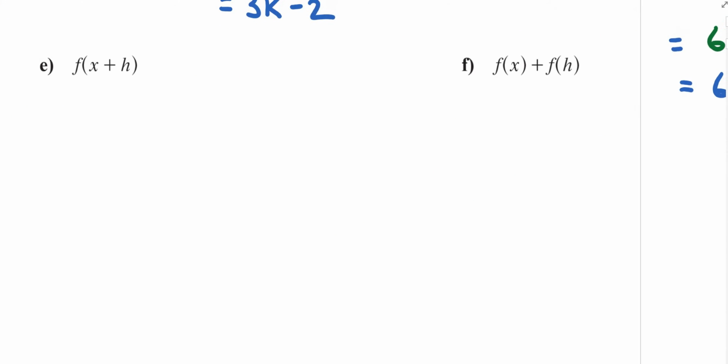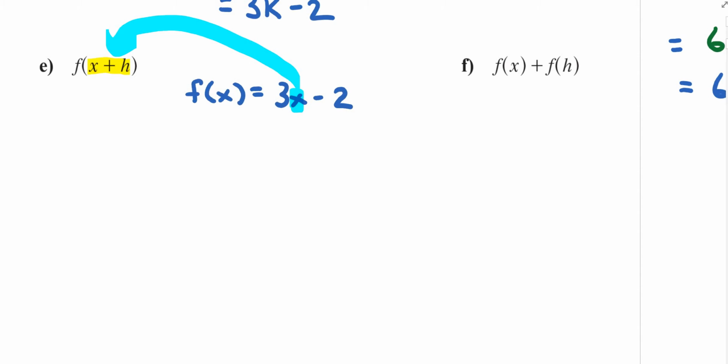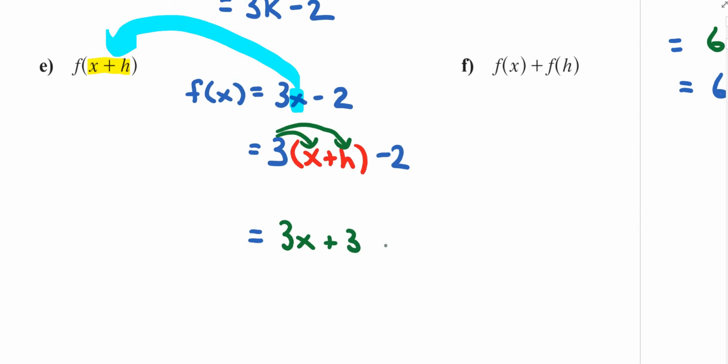Okay, so move on to question 2e now. Now I have f of x plus h. So let me just rewrite my original function again: 3x minus 2. And this x here will now be replaced with x plus h, right? So this will be 3 times x plus h, and then minus the 2. And then I just distribute this. If I distribute that, I get 3x plus 3h, and then the minus 2 comes down, and that's my final answer right there, 3x plus 3h minus 2.